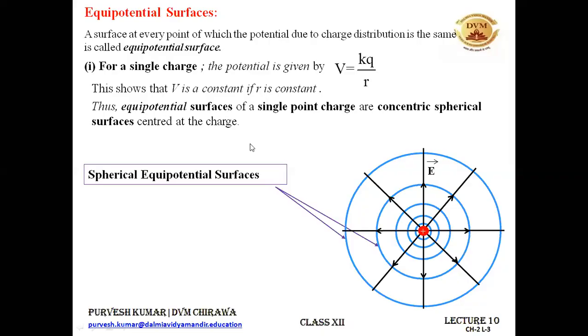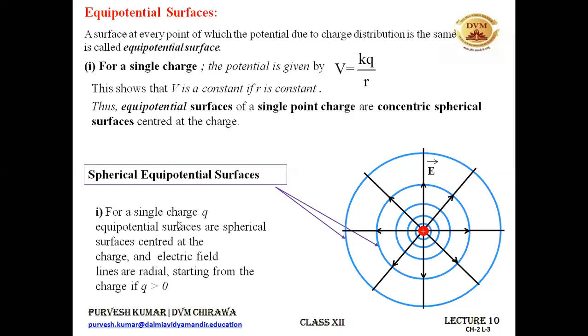Now we need to find the equipotential surfaces for a uniform electric field. Okay, so this is the earlier one we have done, the equipotential surface for a single point charge. That is, for a single charge Q, the equipotential surfaces are spherical surfaces with the charge present at their center, and the electric field lines are radial. That is, they are perpendicular to the equipotential surface.